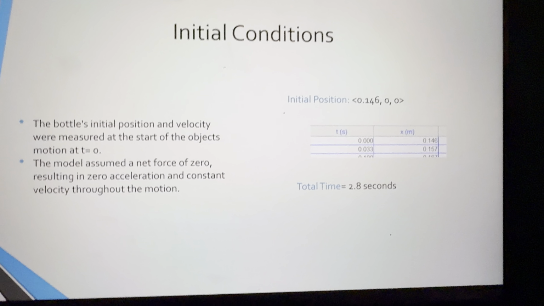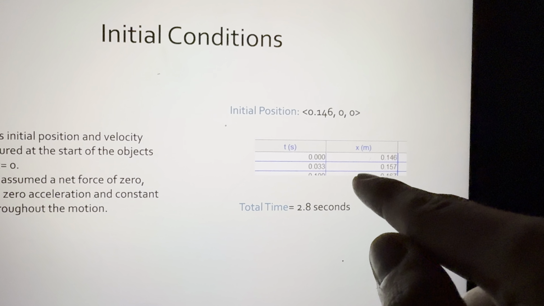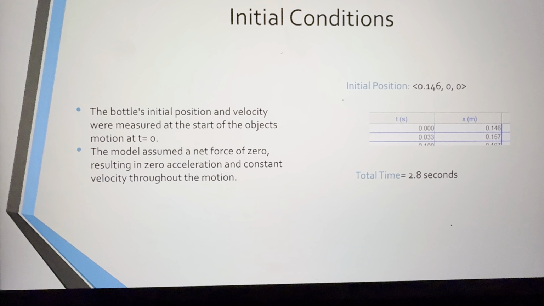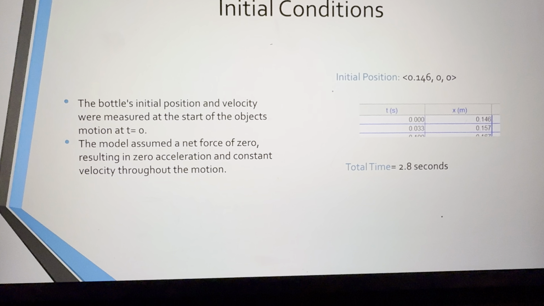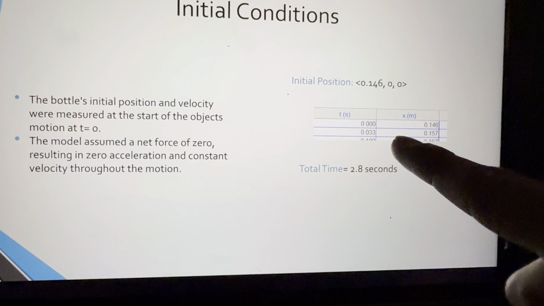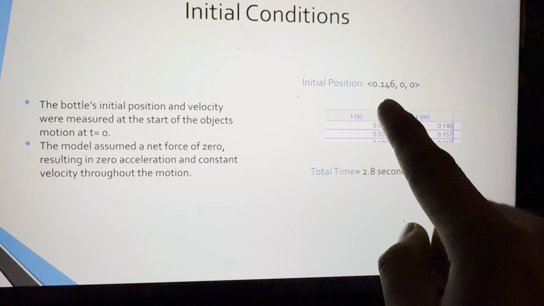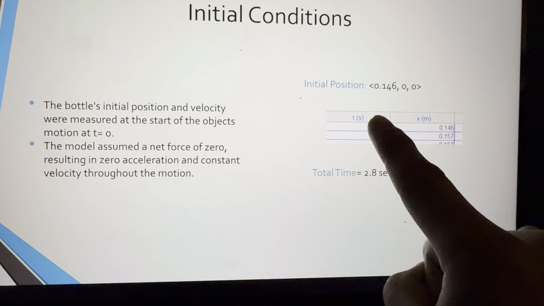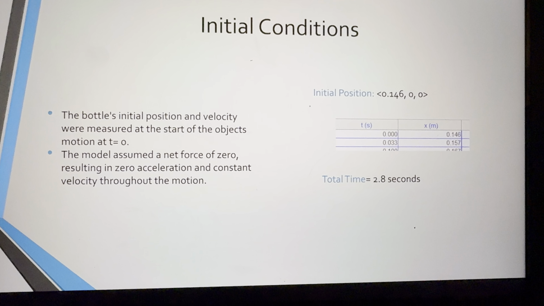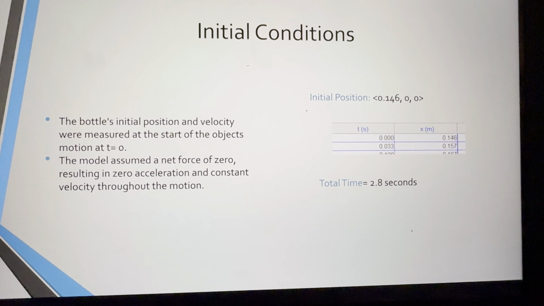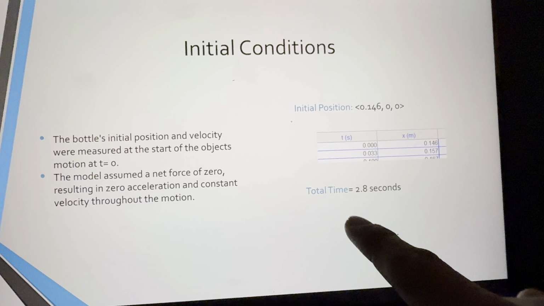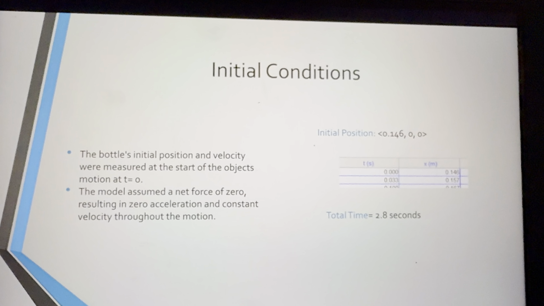Here are some of the initial conditions. First of all, the initial position and velocity were all measured at t equals 0, which meant that at t equals 0, the initial position in the x direction was 0.146 meters, and the model assumed a net force of 0, resulting in 0 acceleration and constant velocity throughout the motion. And for my experiment, the total time was 2.8 seconds.